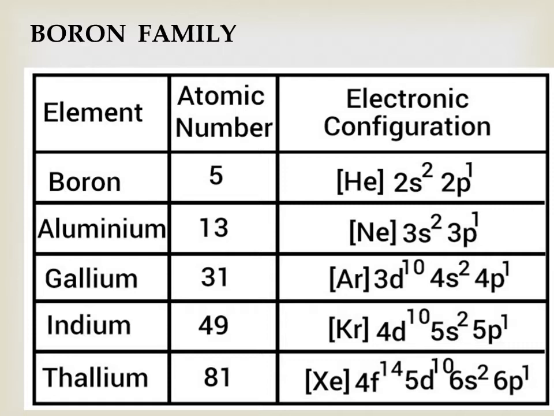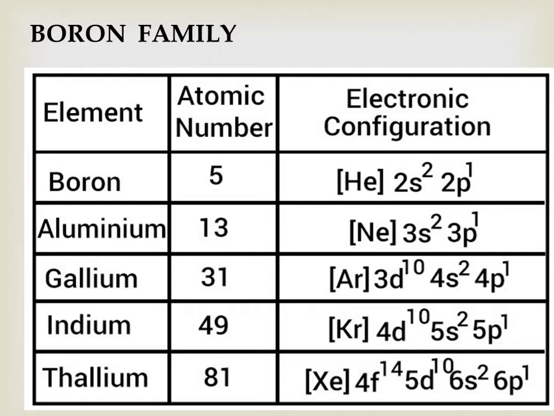Similarly, students, for aluminium, the electronic configuration is 1s2, 2s2, 2p6, 3s2, 3p1. We know that the electronic configuration of neon is 1s2, 2s2, 2p6. So instead of that, we write Ne, that is neon, and the remaining electronic configuration of aluminium is written behind neon. Similarly, the preceding noble gas for gallium is argon, for indium is krypton and for thallium is xenon. In this way, the preceding noble gases are written followed by the remaining electronic configuration.